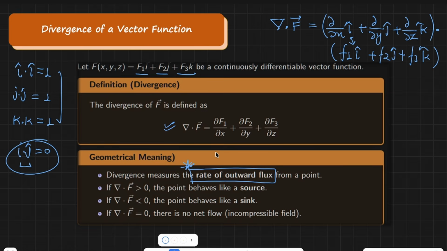Gradient means the slope, divergence means the rate of outward flow, because it is a vector quantity, it depends on the direction. That's why we are representing it as a flux and outward flux. And one more important thing, whenever I apply this operator to phi, this is a scalar quantity. This is very important. Earlier it was a vector quantity.